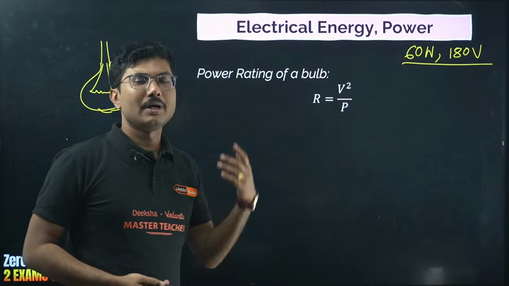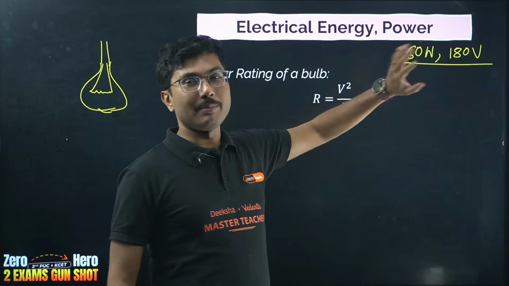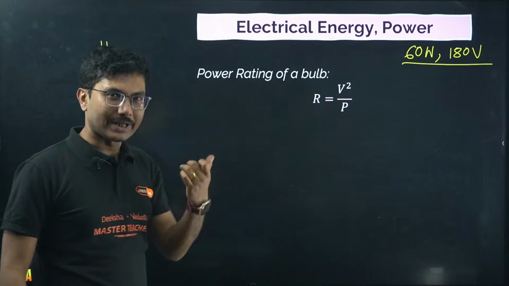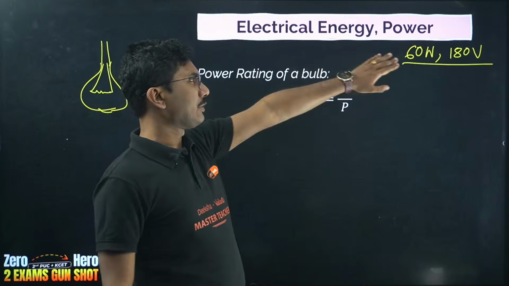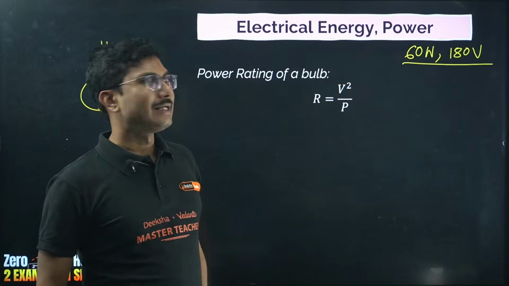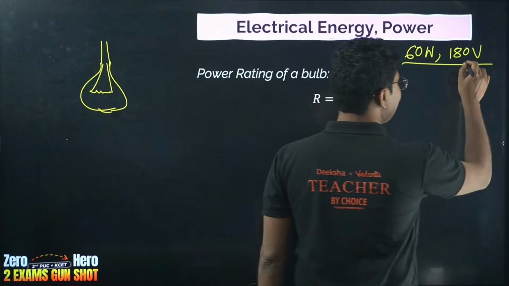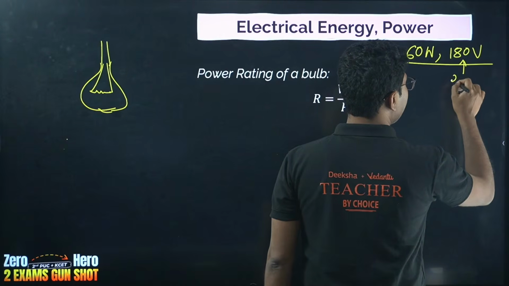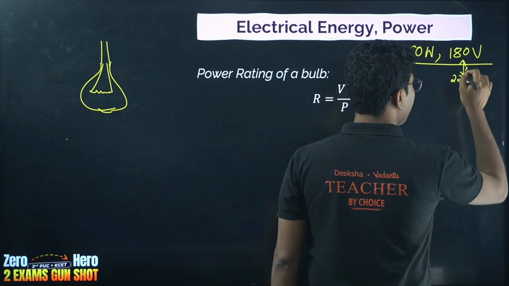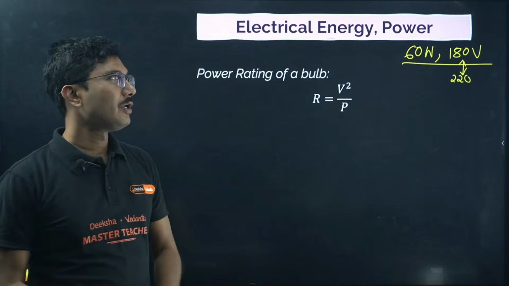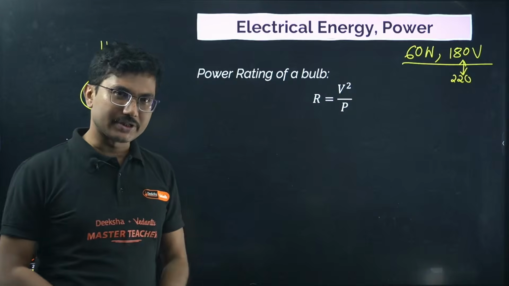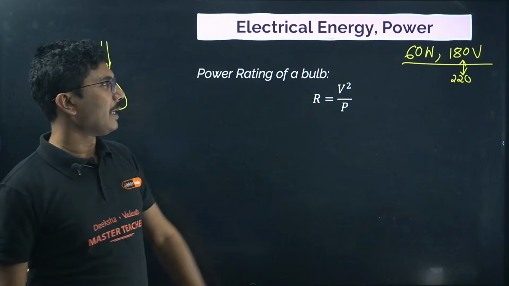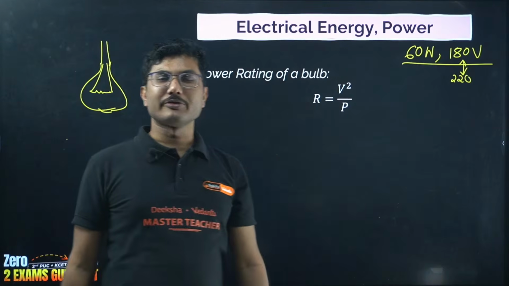For an LED bulb also, the bulb will glow brightly for a few seconds and then burn out. The circuit will stop functioning. Generally the power rating has a range, 180 to 220. Modern bulbs have this kind of range, so even if the voltage fluctuates a little bit, it will still function with 60 watt power. But that means it will also have a resistance.